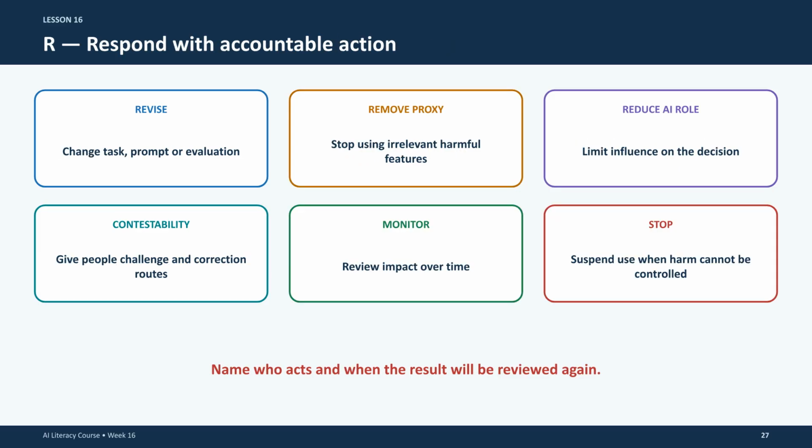Finally, step 4 is to respond with accountability. Based on your evidence, you might revise the task, remove a proxy, reduce the AI's influence, or provide ways to challenge outcomes. Always designate a responsible owner and set a date for review.